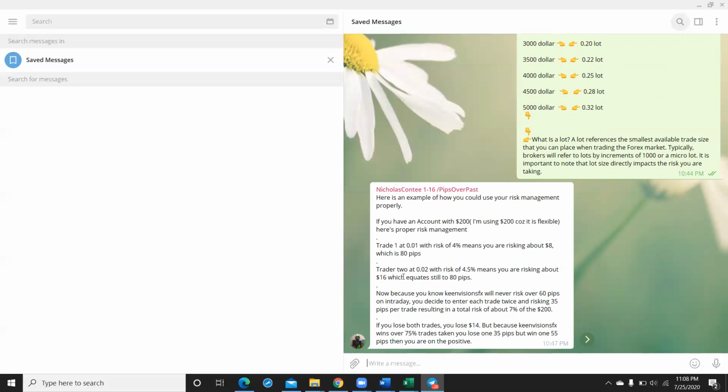Now, trader 2 is actually going to use a 0.02 with a risk of 4.5% of the total equity in the account, meaning you're risking about $16 if you still went for that same 80 pip stop loss. Now, because here at King Visions FX, we don't believe in risking over 60 pips on an intraday trade, you decide to enter that same exact trade twice, risking about 35 pips per trade, resulting in a total of about 7% of that $200, give or take.